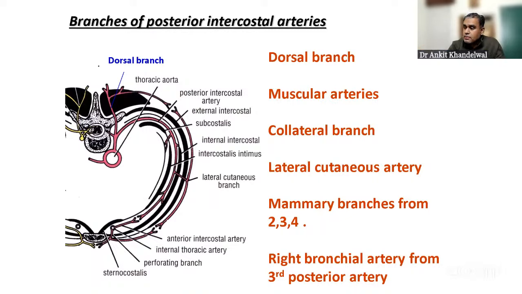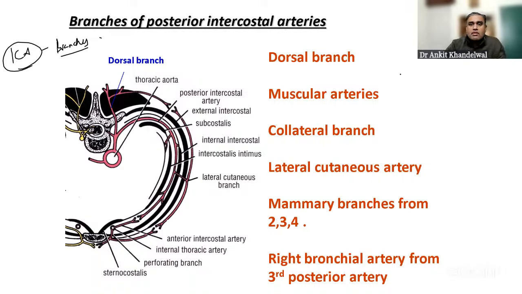If a question comes separately on the posterior intercostal or any intercostal arteries, try to name, not try, but actually write their branches, name all the branches. But sir, we can't remember. Therefore, look over here. Always remember a few normal things, things that can be placed everywhere.